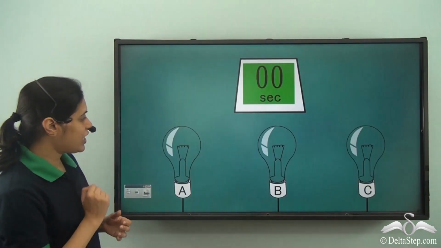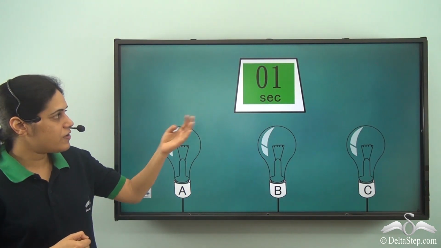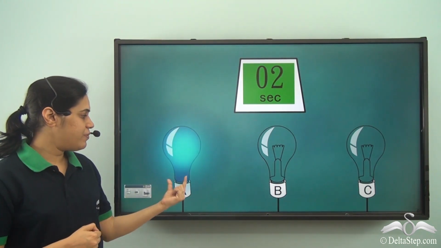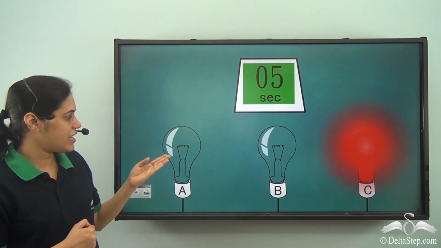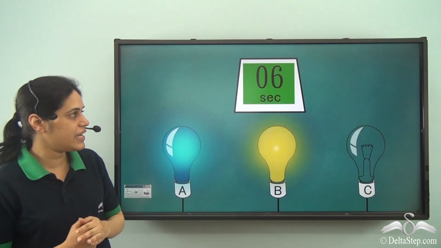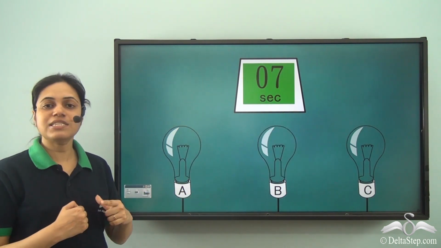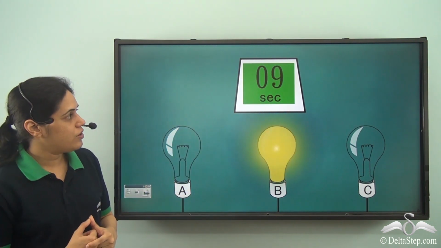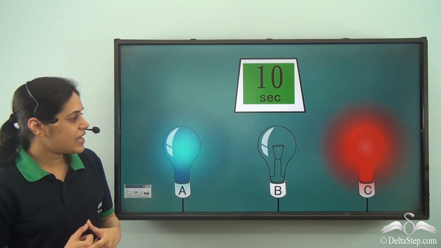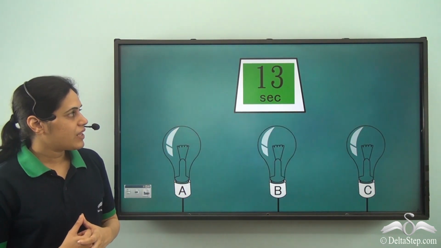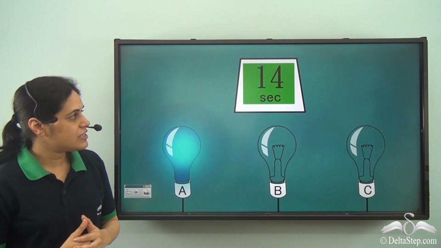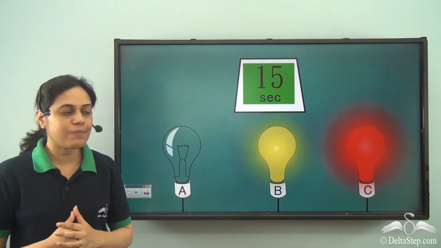So let us visualize this. So see, now is 0 and bulb A has glown at 2, B has glown at 3, A has glown at 4 again, C at 5 and at 6 both A and B glow. At 10 seconds A and C both glow, and at 15 seconds you will see that B and C both are glowing.